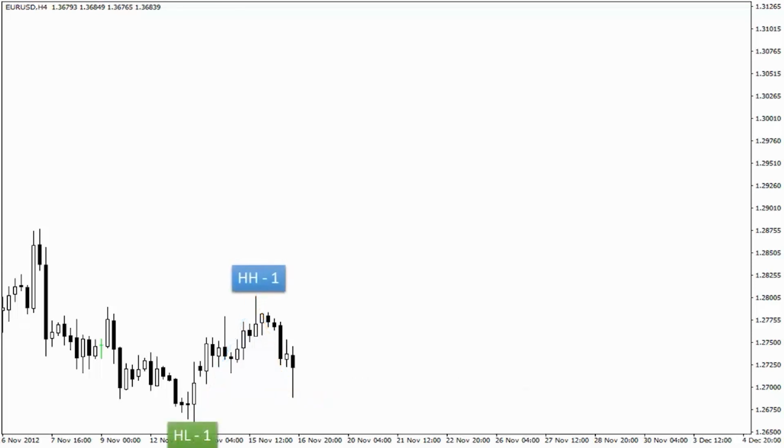So until now we have one higher low and one higher high level, but we need at least 2 higher highs and 2 higher lows to confirm the uptrend. So let's just wait and see if price goes up or down.